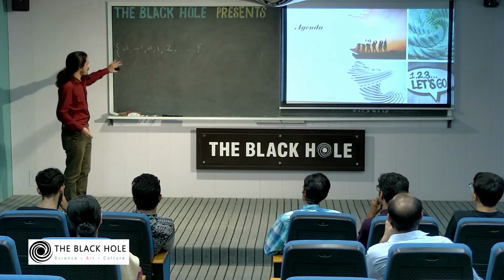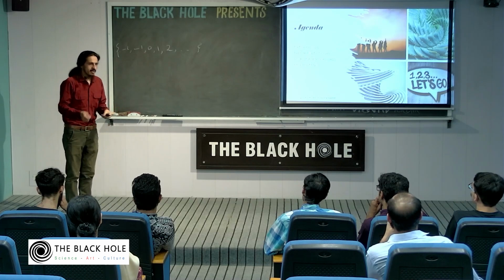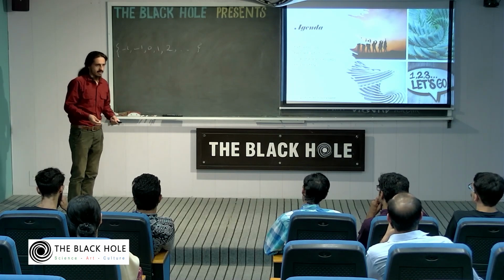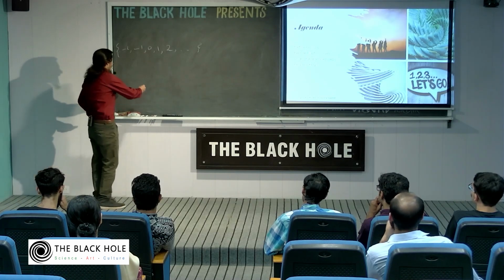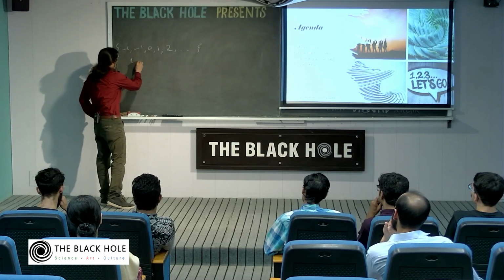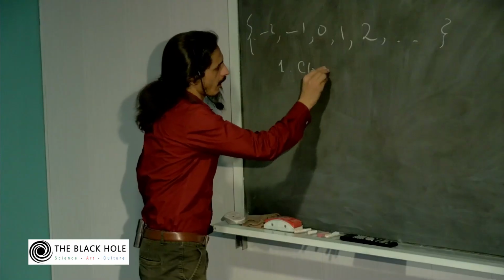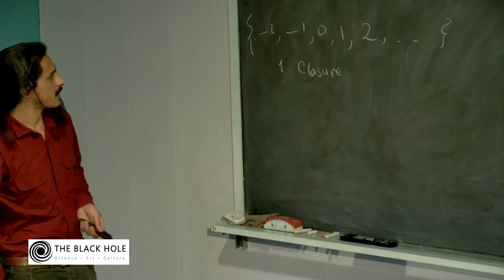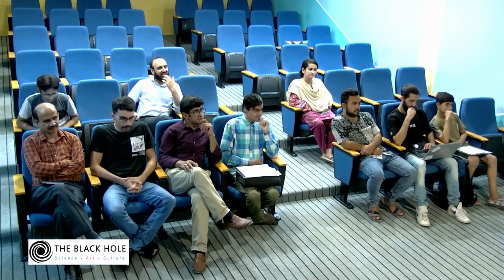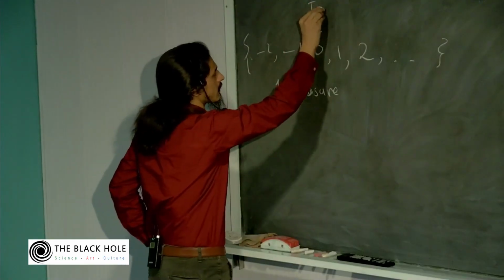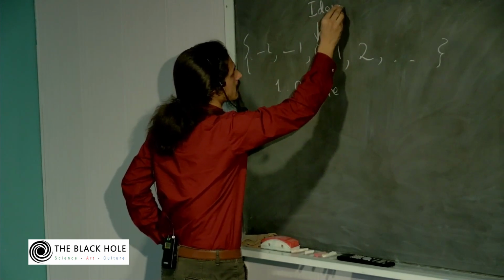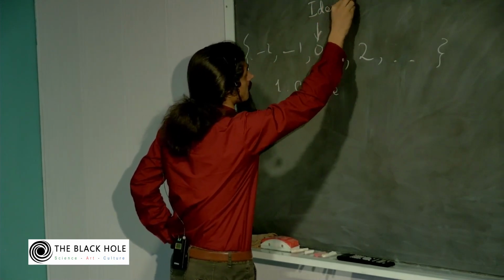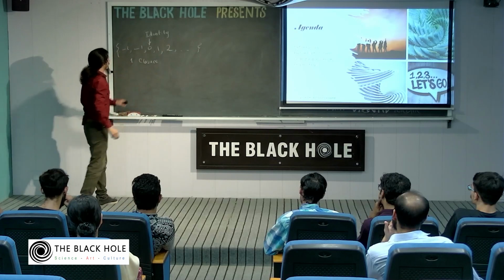So the first thing we see in this set is that when we add two integers, we always get an integer. Okay, so that gives us property number 1, which we call the closure property. And also you can see that there is this element 0, which does nothing to any number when we add it. So this special number we call the identity element of this group. So we are actually making this set into a group. So this is playing the role of identity.